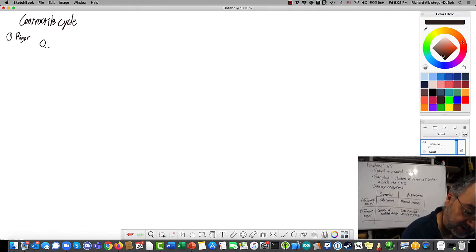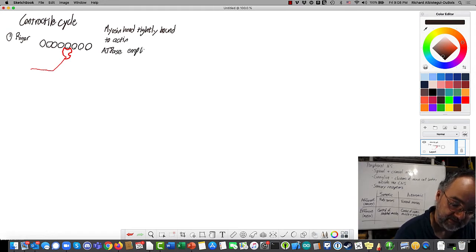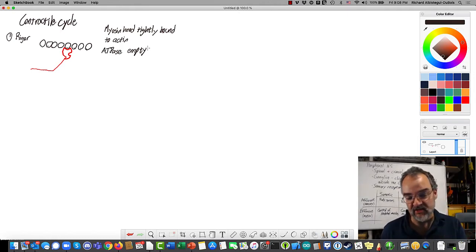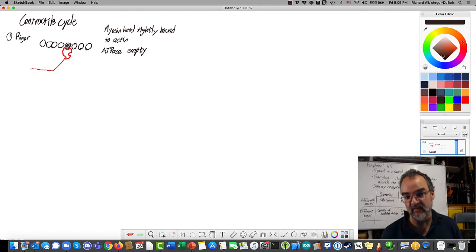So with each stage, we're going to draw a little bit of actin, and we're going to draw one myosin protein with its head, like so. So here, in rigor, the myosin head is tightly bound to the actin. And the ATPase on the myosin head is empty. So you need to know that this myosin head is bound tightly to one of the actins, and there's nothing in its ATPase. I'm going to shade that actin in so we can keep track of which one we started out bound to.